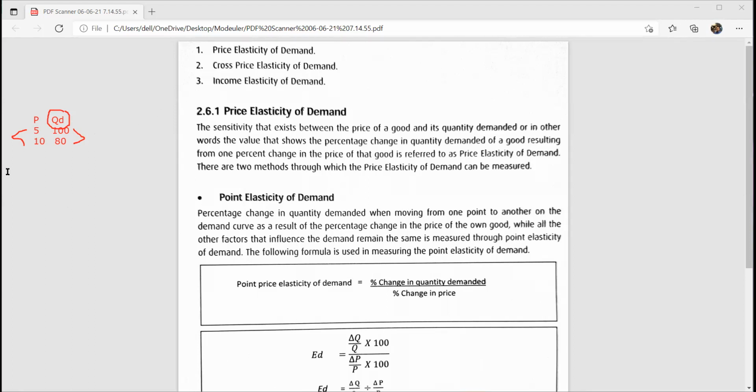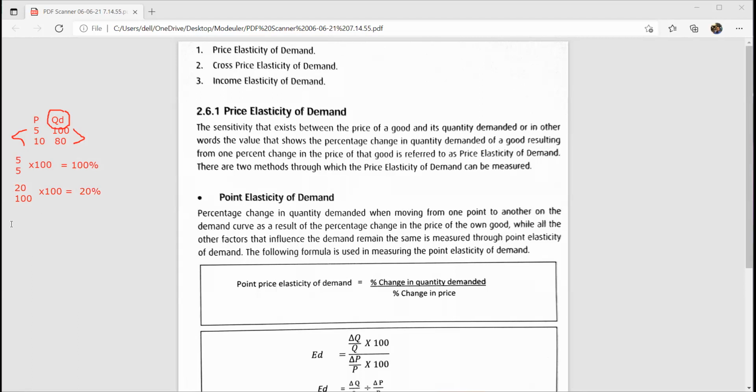So how do we calculate the percentage change in price? We take the difference. Difference is 5 divided by the original value. Original value also 5 multiplied by 100. So the answer is 100%. Next one, percentage change in quantity. When the quantity demand decreases from 100 to 80, the difference is 20. It was at 100 and multiplied by 100. Then the answer is 20%.